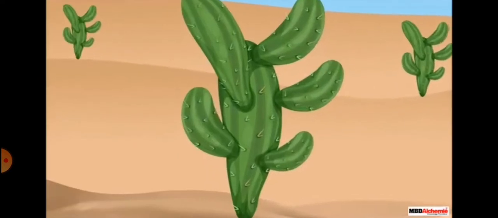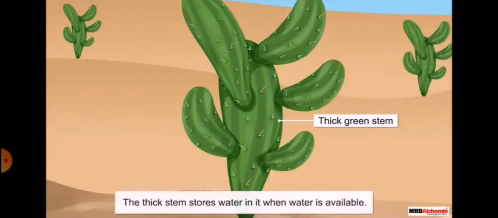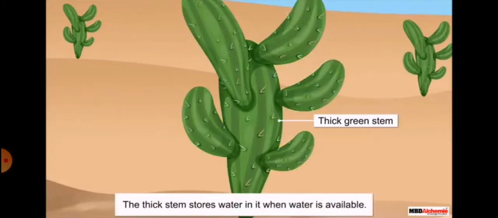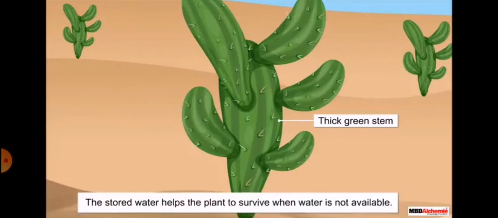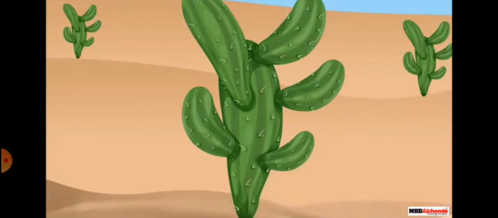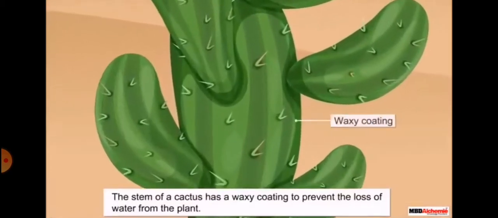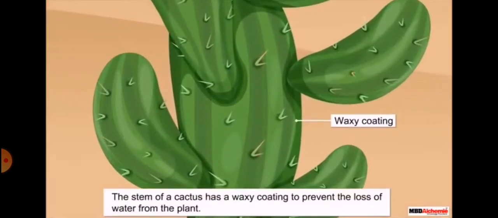A cactus plant has a thick green stem. The thick stem stores water in it when water is available. This stored water helps the plant to survive when water is not available. In addition, the stems also have a waxy coating, which prevents the loss of water from them.